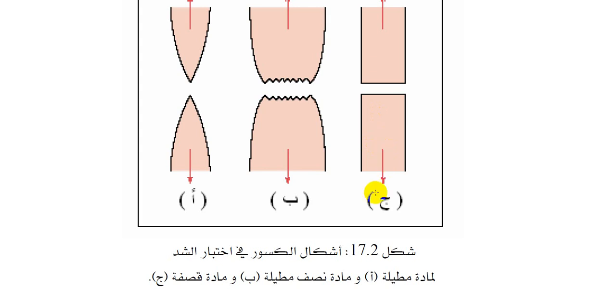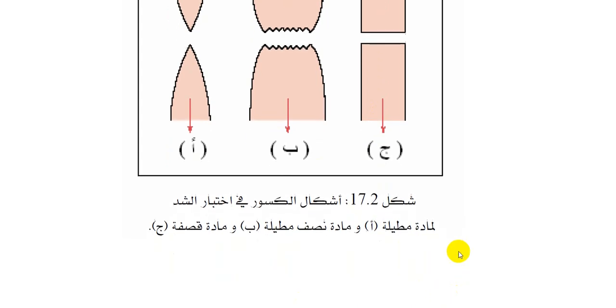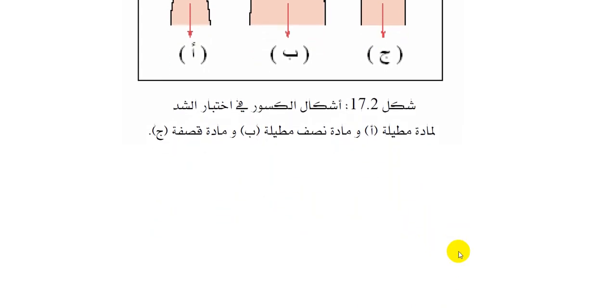Homomorphic يعني متساوي الشكل، أو homomorphic يعني متساوي، أو homomorphic يعني منتظم الشكل. Homomorphic منتظم الشكل. Figure 17.2 shows the types of fracture, or the forms of fractures, of the tensile test for ductile materials and semi-ductile materials, illustrated in figure ABG.